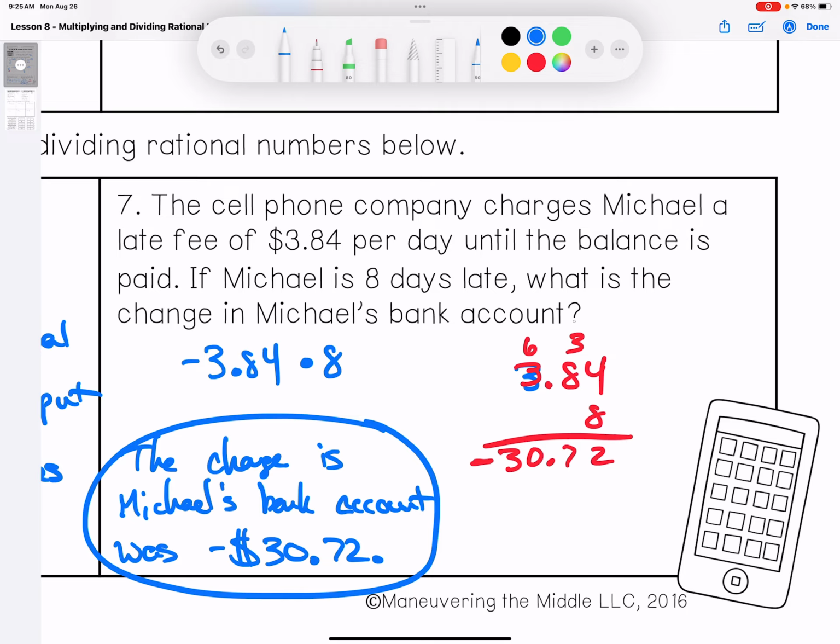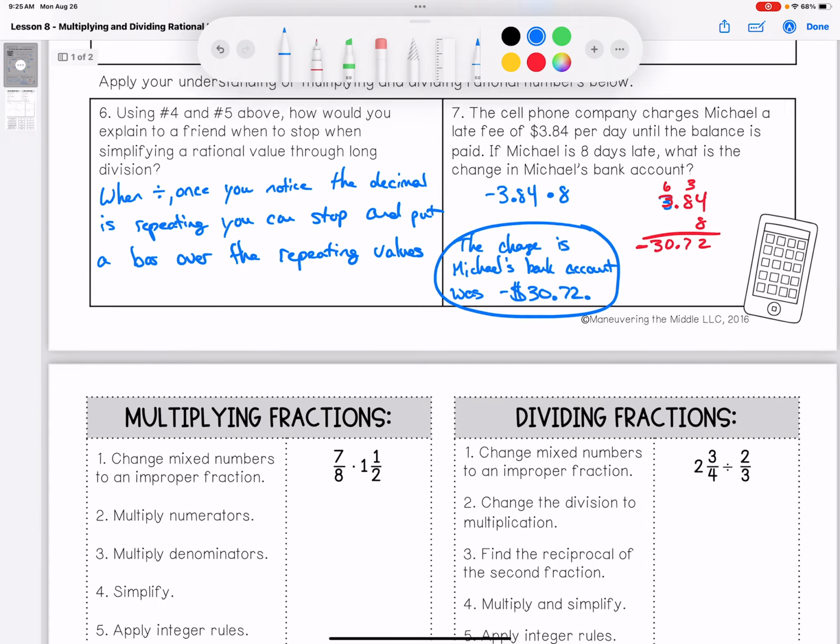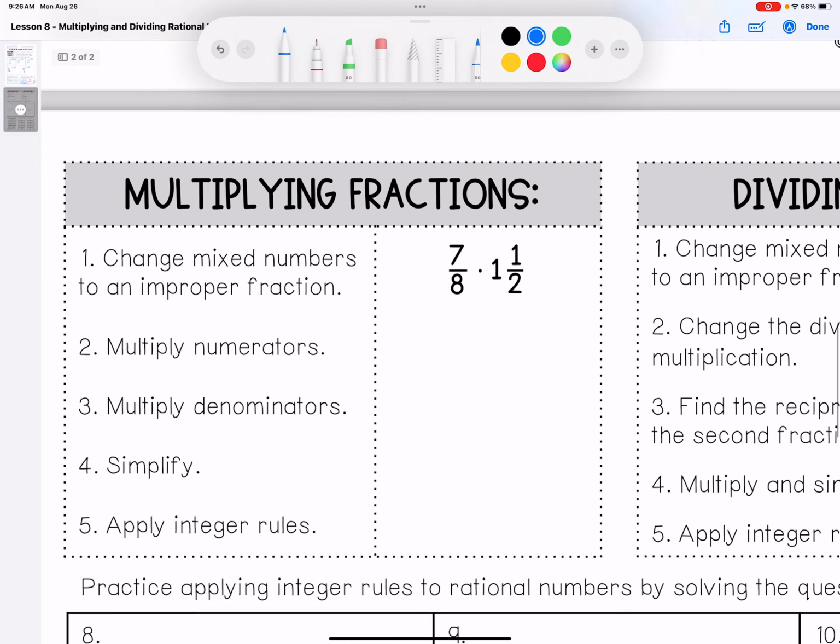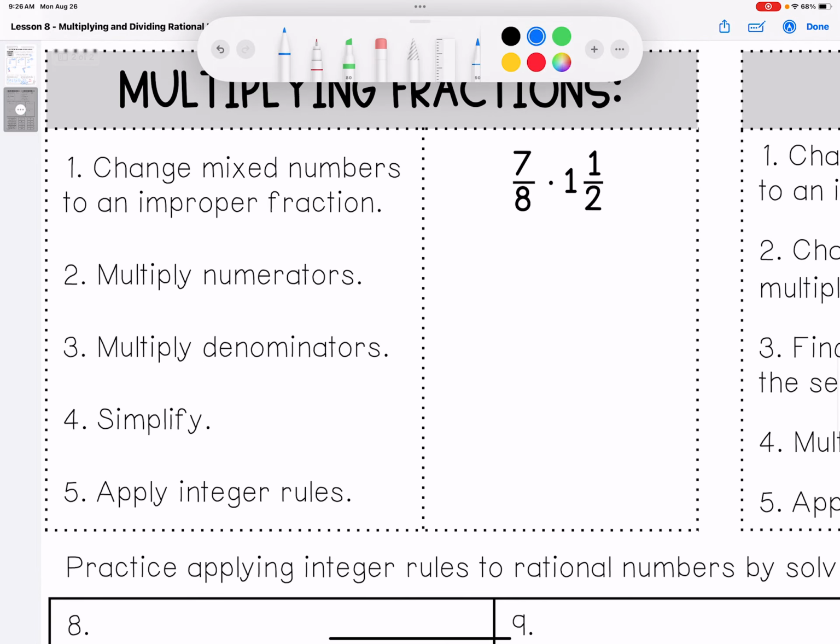All right, back page. Let's go to fractions. All right, we're going to change. It gives you some rules. How sweet of them. Change mixed numbers to an improper fraction.